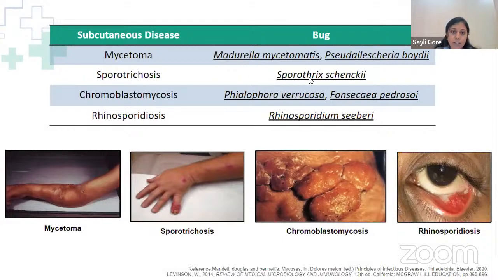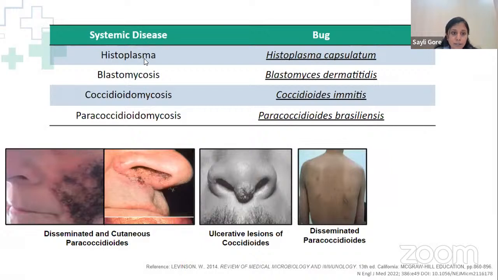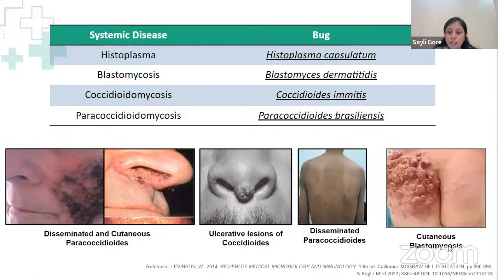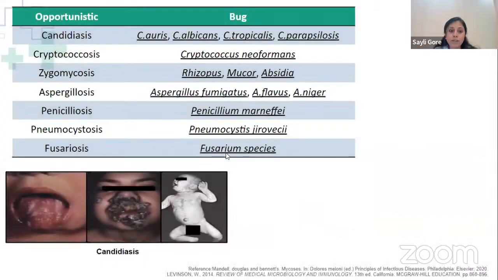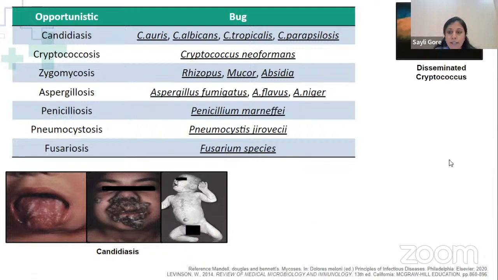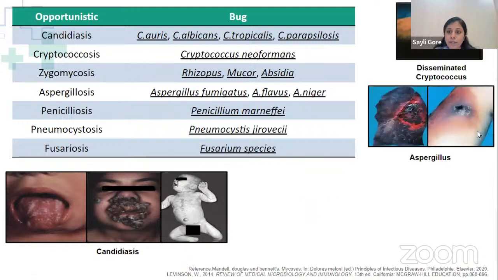So they are subcutaneous infections, and these are the systemic infections like I already mentioned, Coccidioides and Histoplasma, which can cause disseminated infection, or they can also typically cause pneumonia. Histoplasma causes pneumonia. Then there is candidiasis, which can be from mild to moderate oral candidiasis. There's also invasive candidiasis. Then there is disseminated cryptococcus.